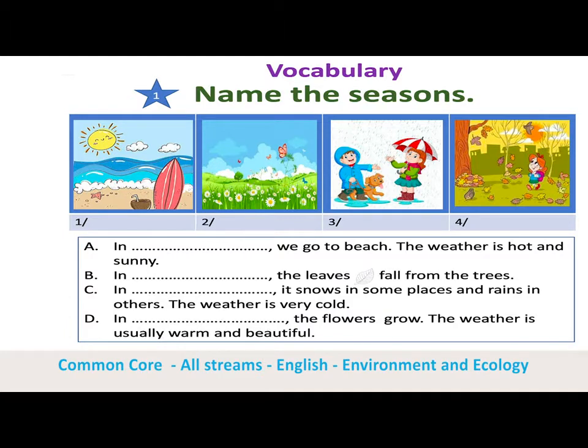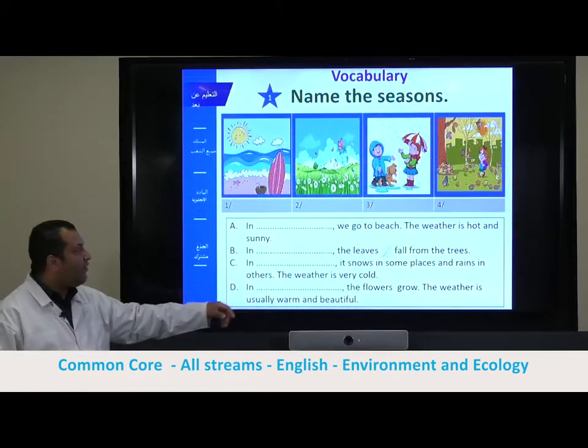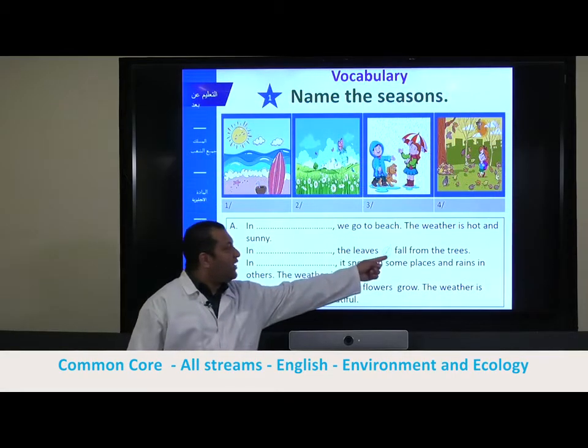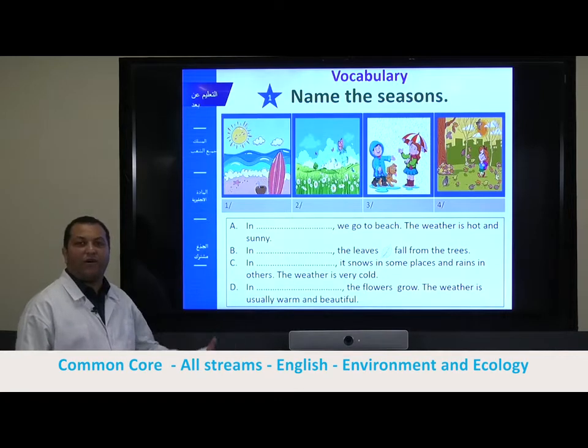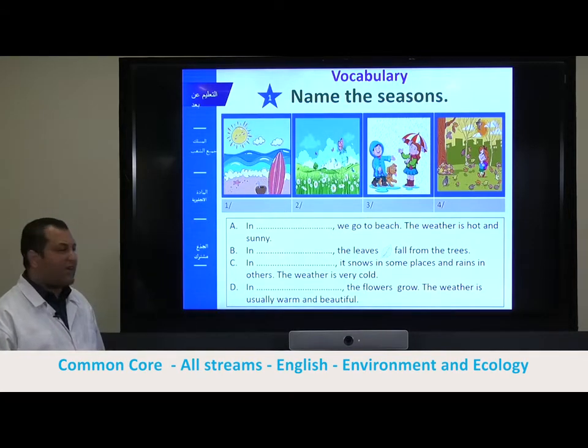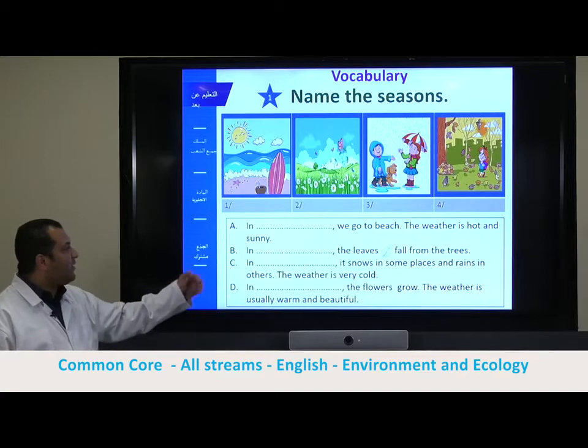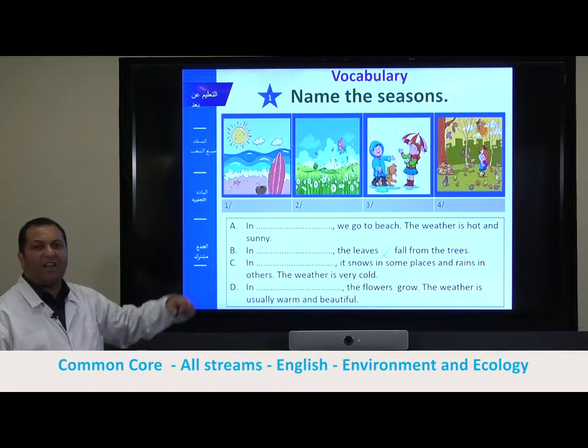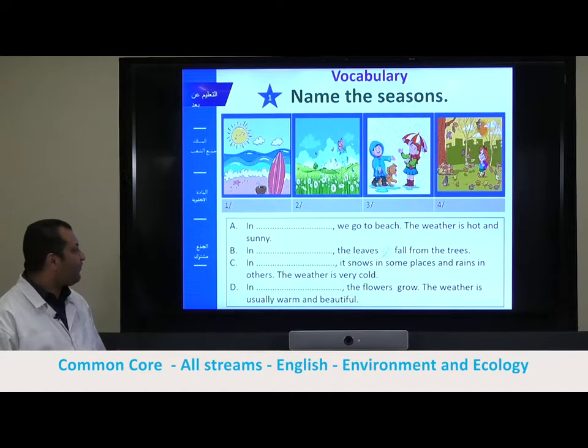B, in. It means in this season, the leaves. Here are the leaves. Flowers have leaves. Trees have leaves as well. In this season, the leaves fall from the trees.